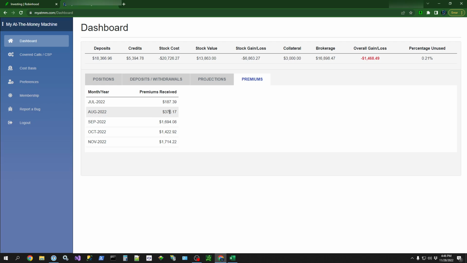These 2 months I was just getting started on this portfolio. So I was waiting to build up some capital to actually start messing with. But in any case, yeah, we're averaging about 1,500.